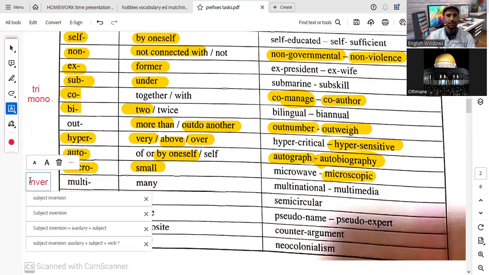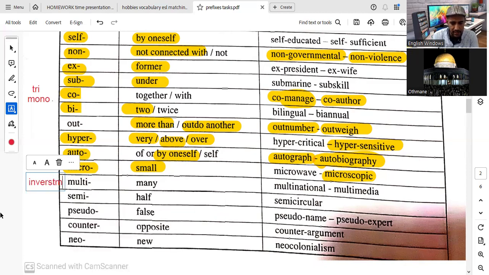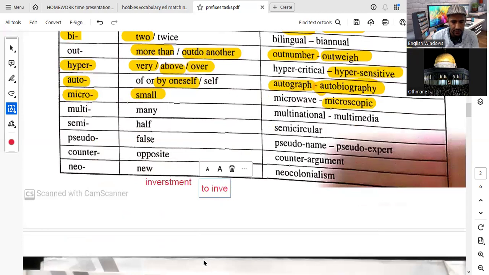Investissement. En français, investissement. In English, we say investment. Voilà. And the verb, le verbe, we say to invest, right? To invest. Okay.